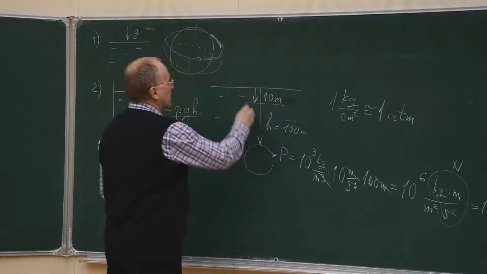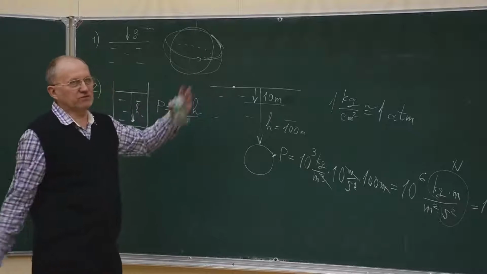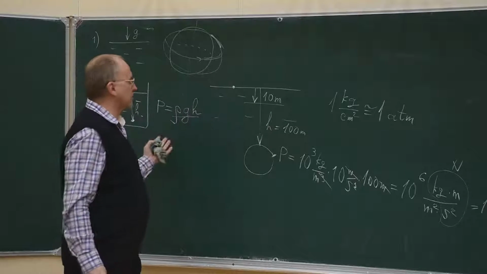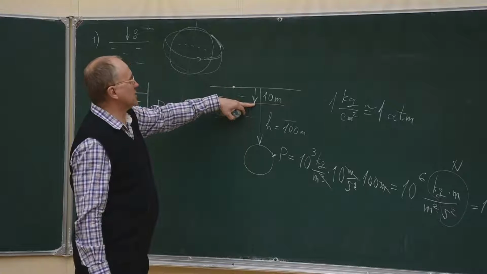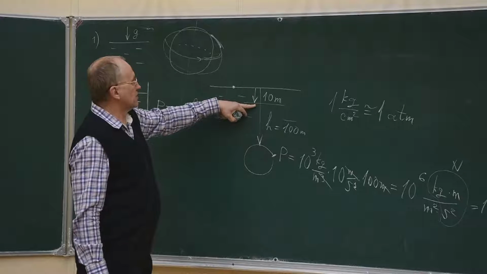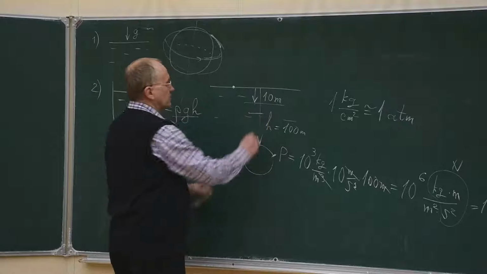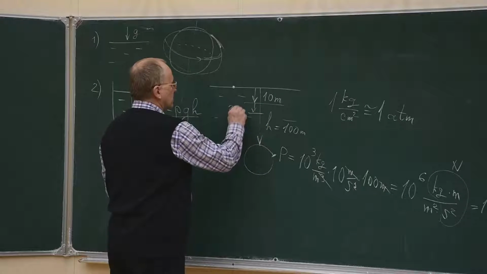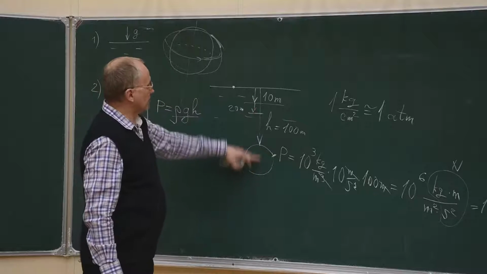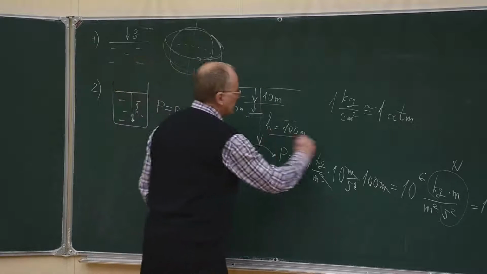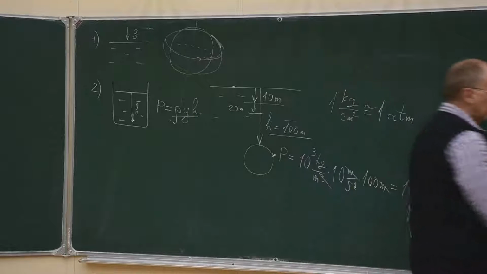So if pressure at the surface is supposed to be 0, well, we don't feel the atmosphere, we may subtract it. It's 0 on the surface. If you go down to 10 meters below the water surface, the additional pressure will be 1 atmosphere. If you go down another 10 meters, to 20 meters, that will be 2 atmospheres additional pressure. And at the depth of 100 meters, the additional pressure will be 10 atmospheres.